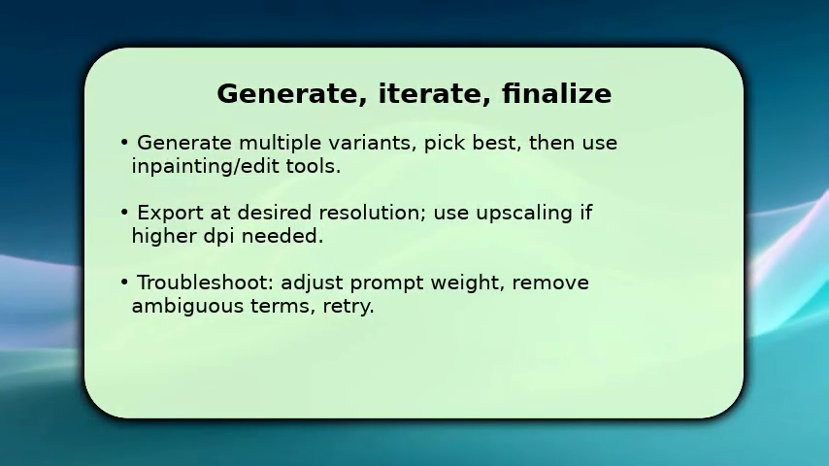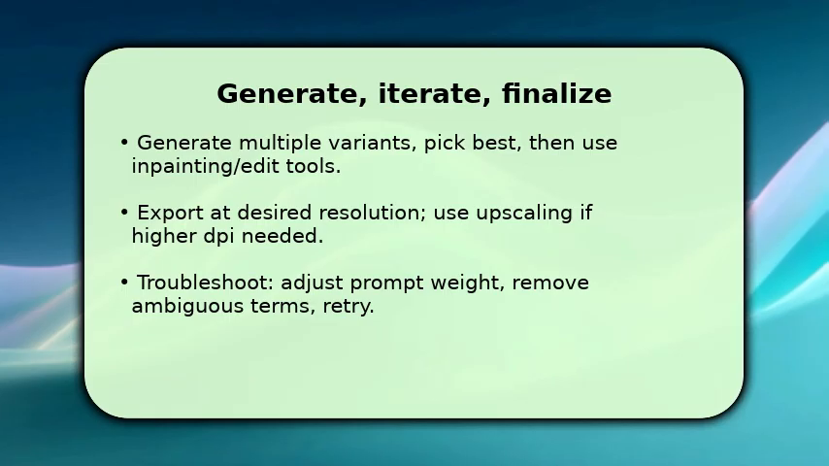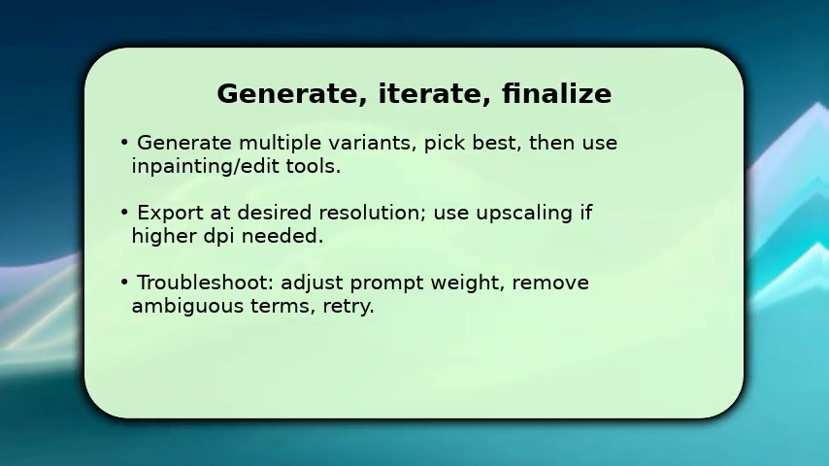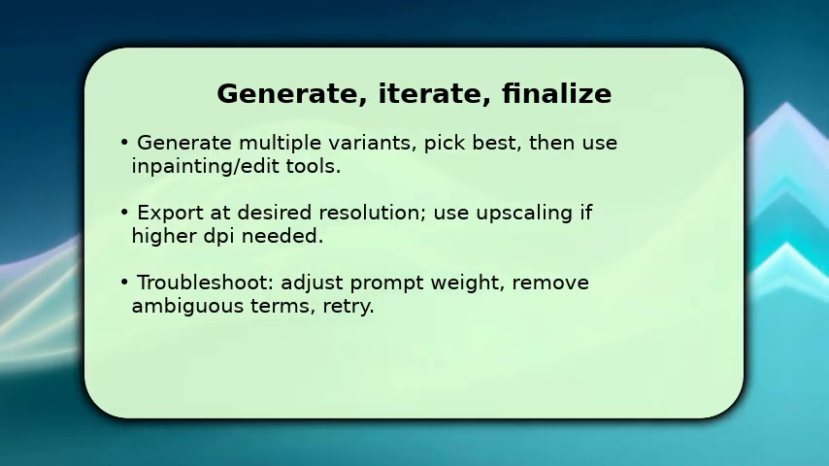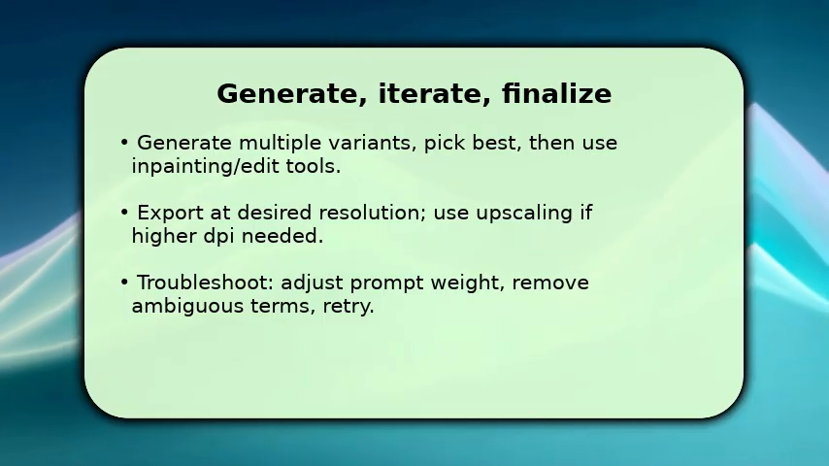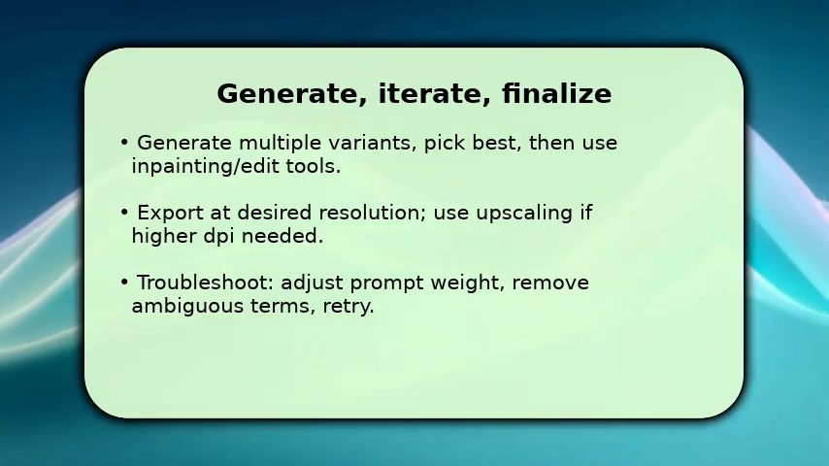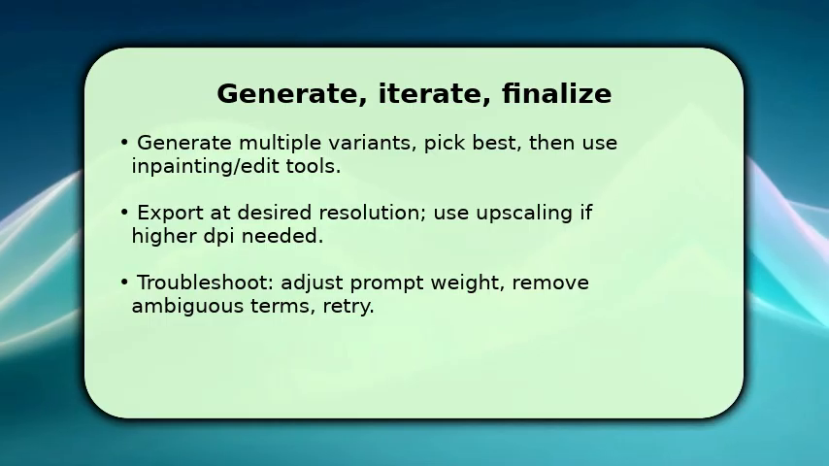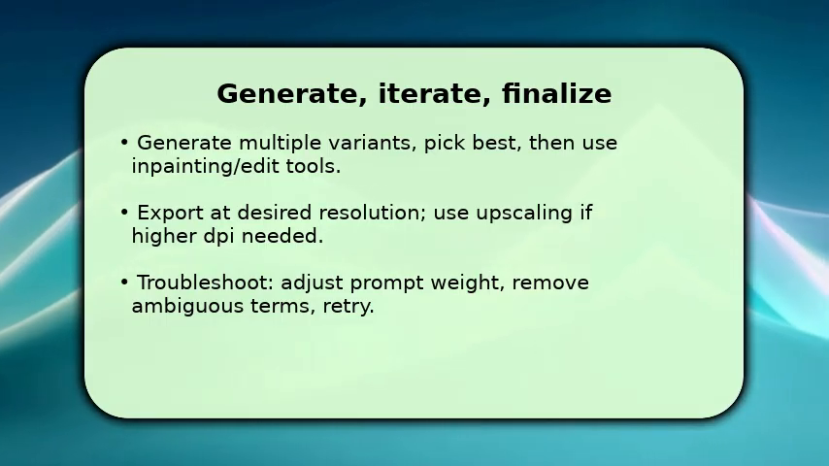You generate several variants and scan at full size to choose the best candidate. Once chosen, use Gemini's inpainting or edit tools to fix details like faces or backgrounds. After edits, export at the resolution you need or apply upscaling for print. Make sure color profile matches your output.